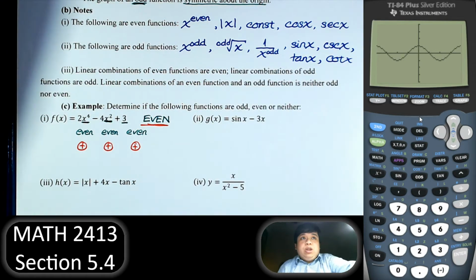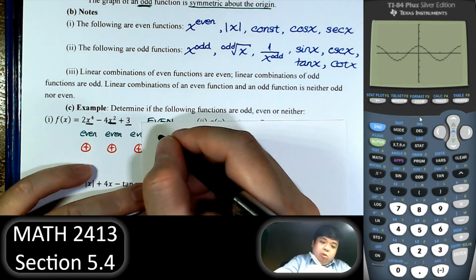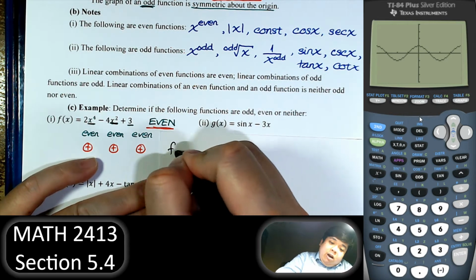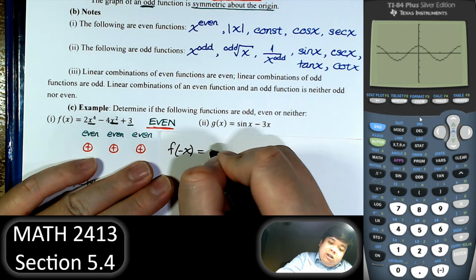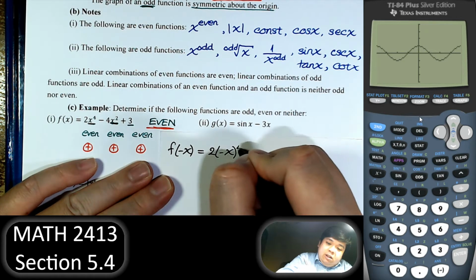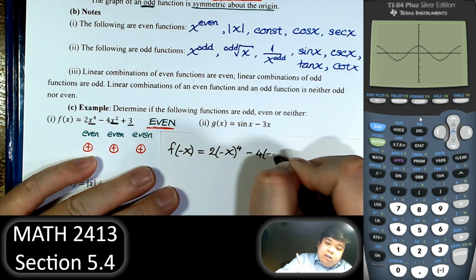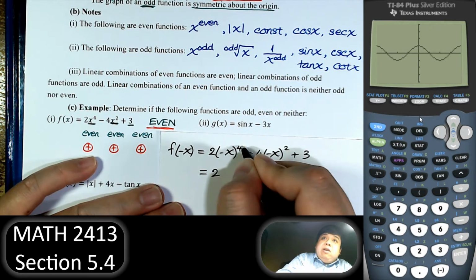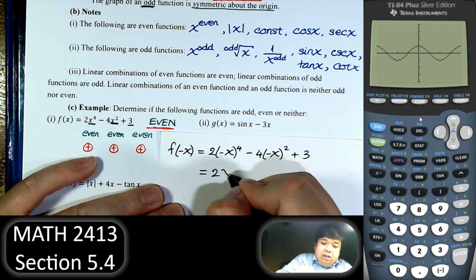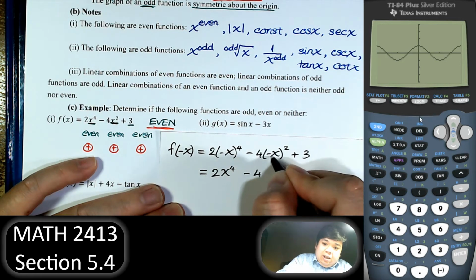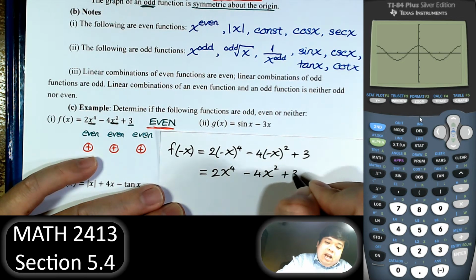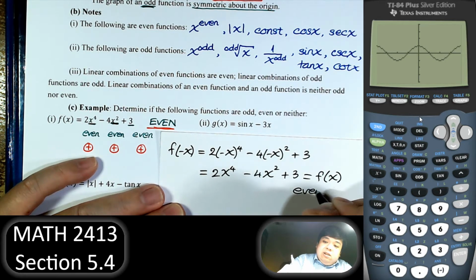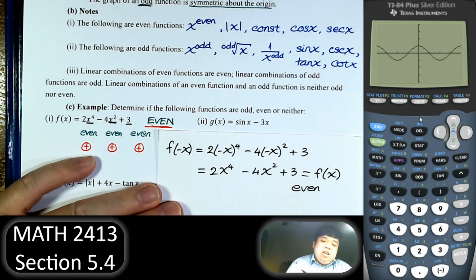Of course, if we use the definition, this is what we write. This is the function. So first thing we do is we find f of negative x. So we put negative x in for x. Negative x to the 4th power is the same as x to the 4th, and so on. Since this is equal to the function itself, this is even. If we want to use the definition, that's how we do it.